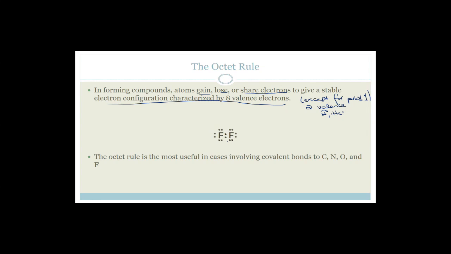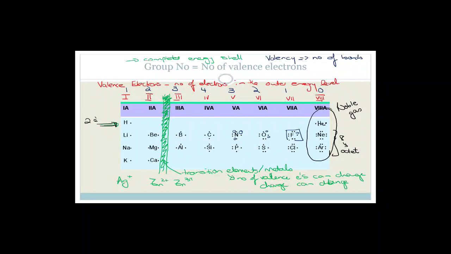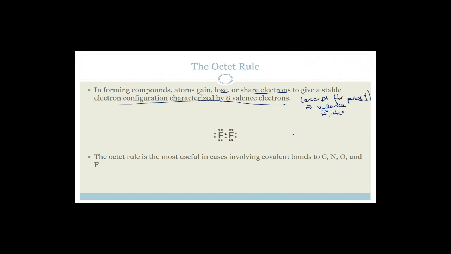So if you look at fluorine, for example, fluorine is in group 7. Let's go back. Fluorine's in group 7, so it has got 7 valence electrons. So what happens is you will find that you've got 1, I'm going to make crosses here, 2, 3, 4, 5, 6, 7, and then there's 7 electrons coming from the second fluorine atom to make your actual diatomic molecule of F2.